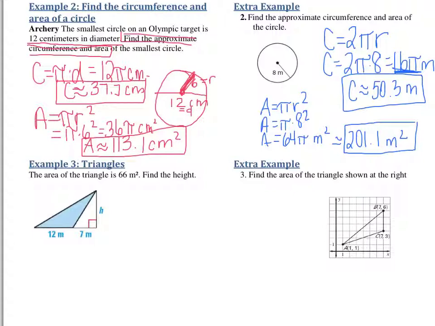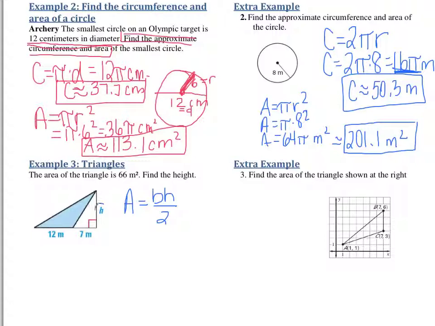Alright, example 3 here. Example 3 is triangles. We're going to move into our triangles. The area of a triangle is 66 meters squared. Find the height. So, for a triangle, this is a formula you've been working with for a while. The area of a triangle is base times height divided by 2.